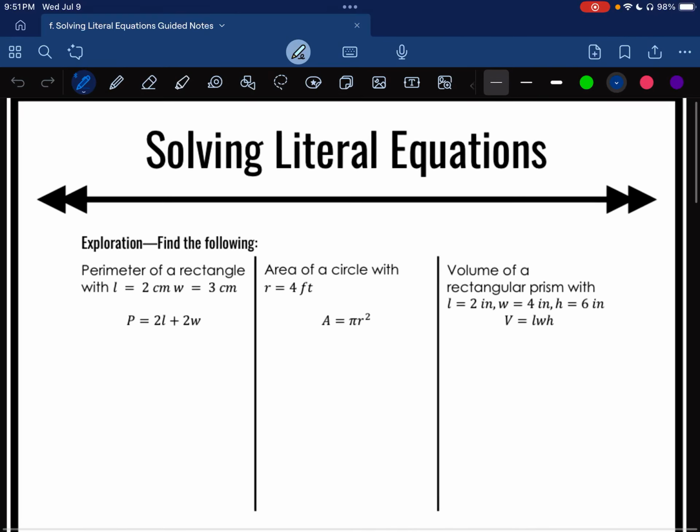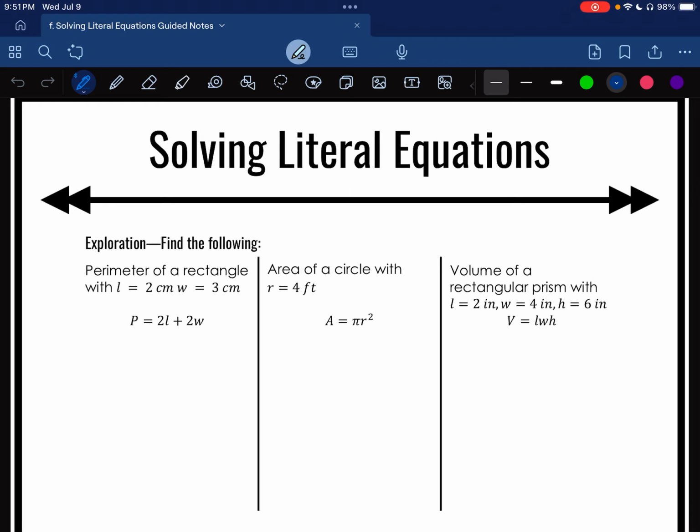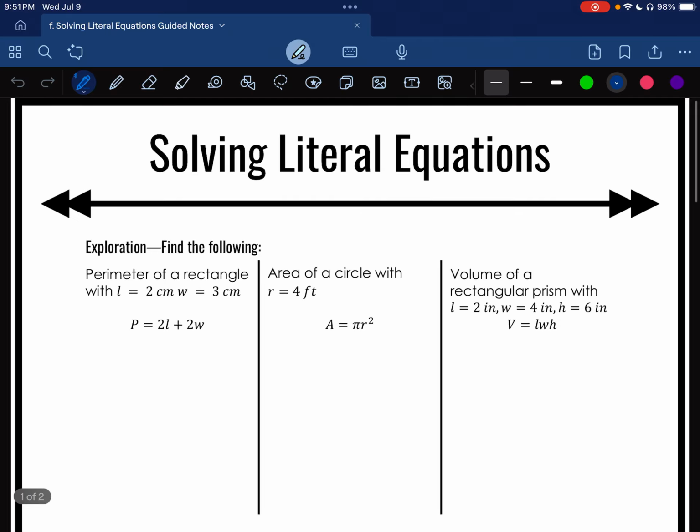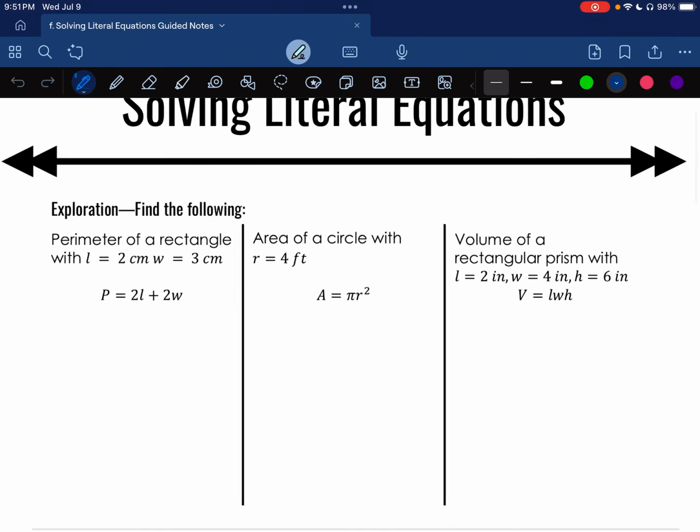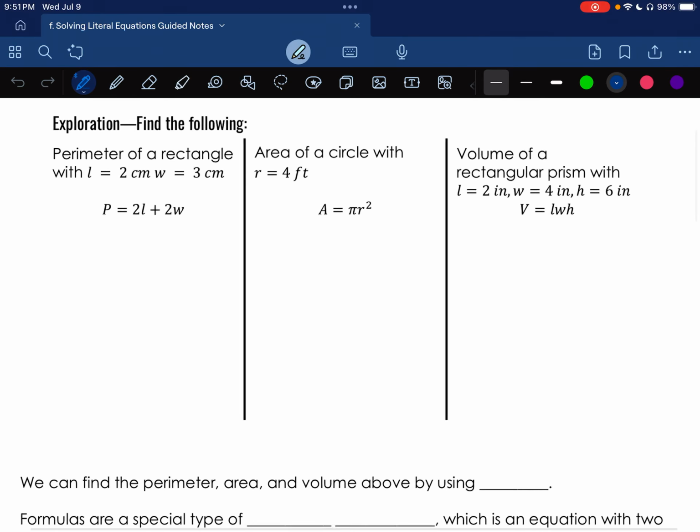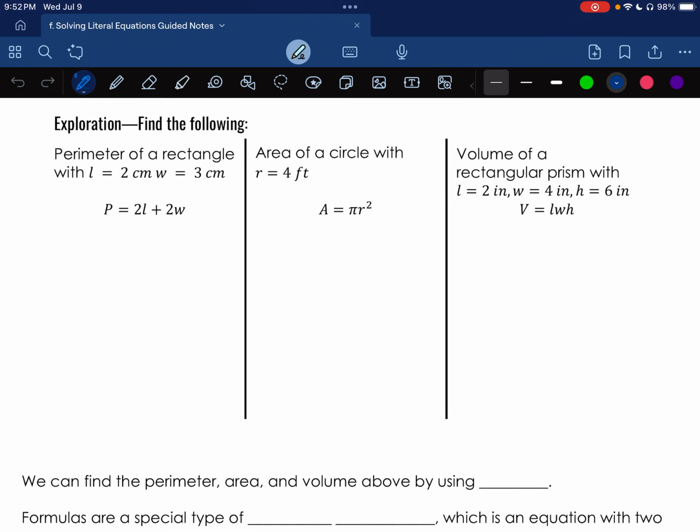All right, it is the last day of solving equations, and we're going to talk about solving literal equations. This is exciting. A literal equation, we'll talk about in a second, is a type of equation kind of like a formula. I have a little exploration portion where I want you to use some of these formulas that you're familiar with: perimeter, area, volume. Plug in the values I've given you and see what you come up with.